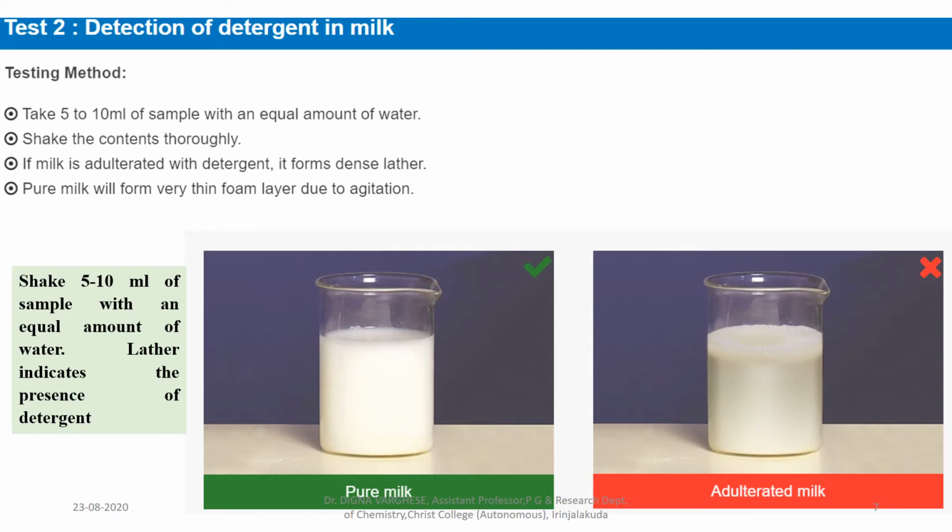To test for detergent, we take 10 ml of milk, add 10 ml of water, and shake well. If lather forms densely, that means it is adulterated with detergent. If only a thin foam layer is present in that sample, it is not adulterated; that is pure milk. This also we can use at home to test whether detergent is present in the milk.